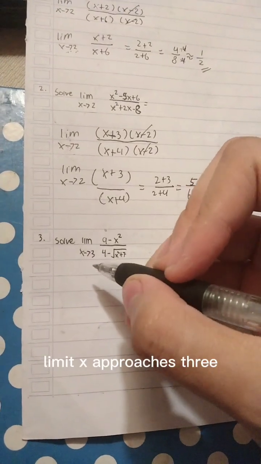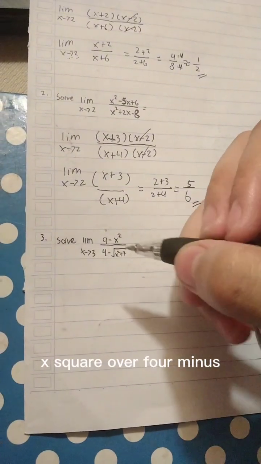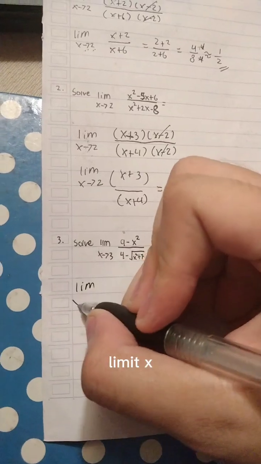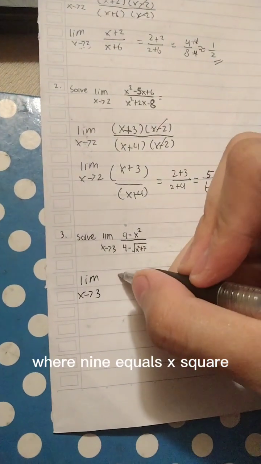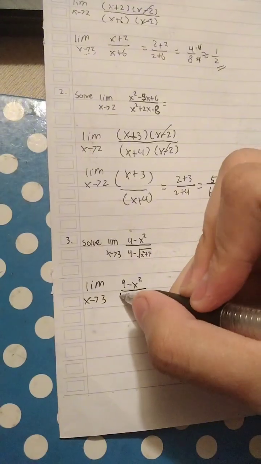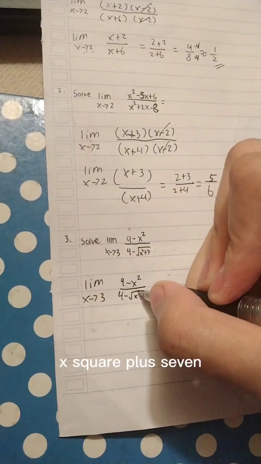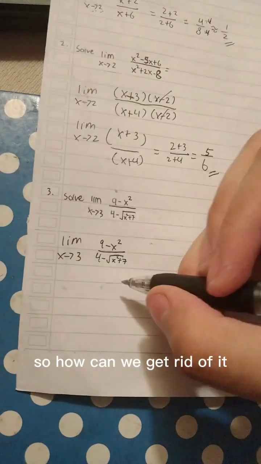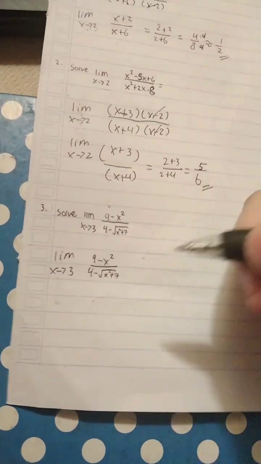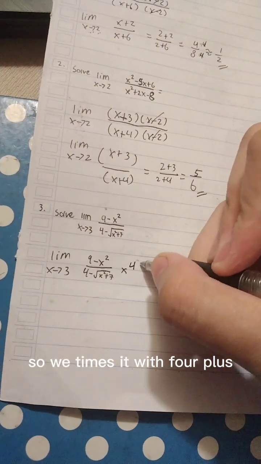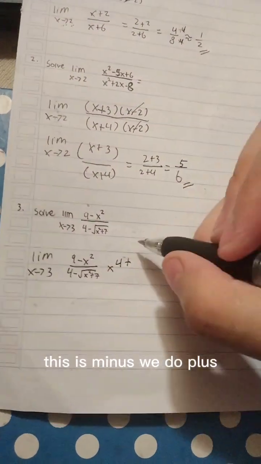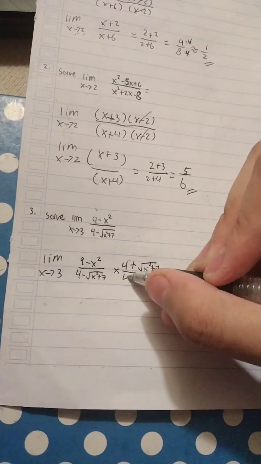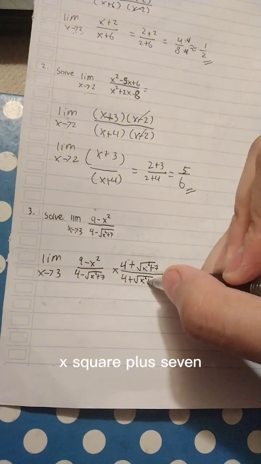Next is the limit as x approaches 3 of 9 minus x squared over 4 minus root of x squared plus 7. Okay, here I'm going to show you. We need to get rid of the root in the denominator. So how can we get rid of it? We multiply it by 4 plus root of x squared plus 7 over 4 plus root of x squared plus 7, doing the opposite: this is minus, so we do plus.